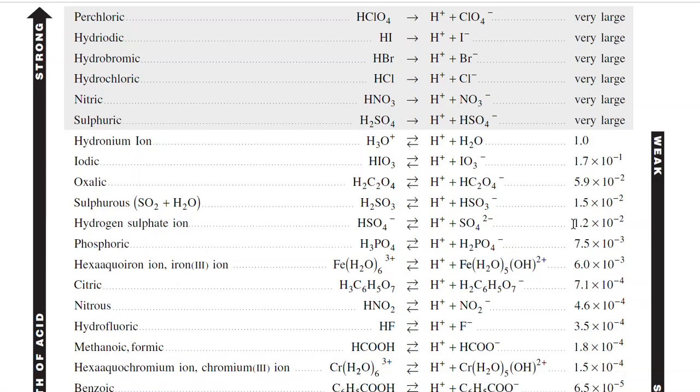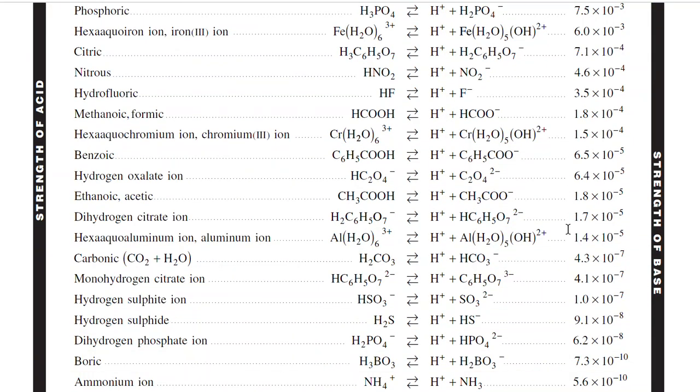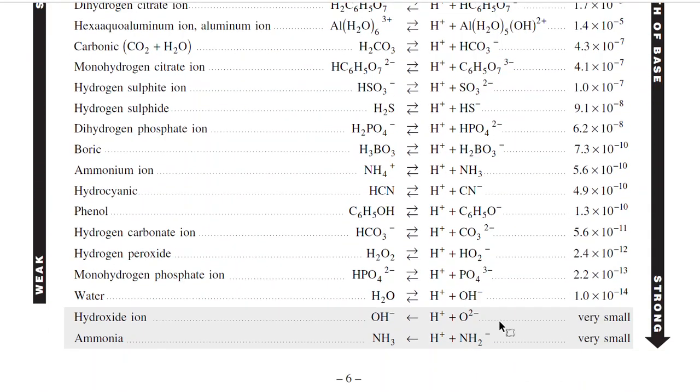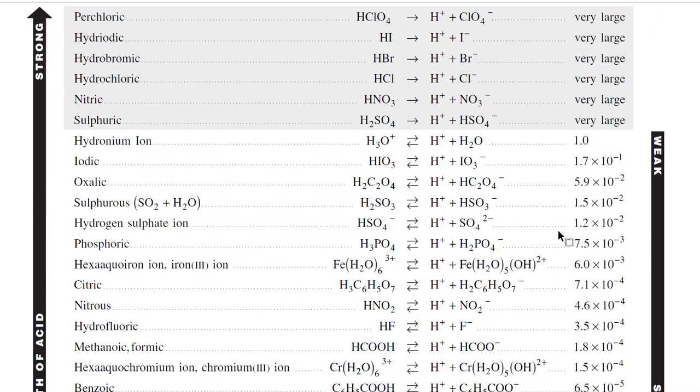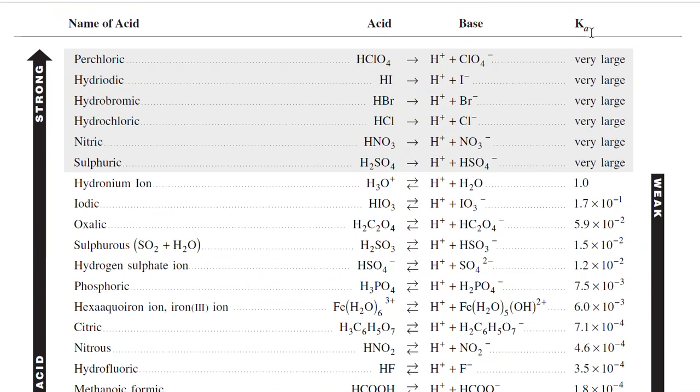Bases are the reverse. They get stronger as they go down towards these guys. So here are your strong bases, and everything on this side, the right-hand side, is a base. Next class will teach you how to calculate Kb versus Ka, but for now, you'll be able to calculate Ka.